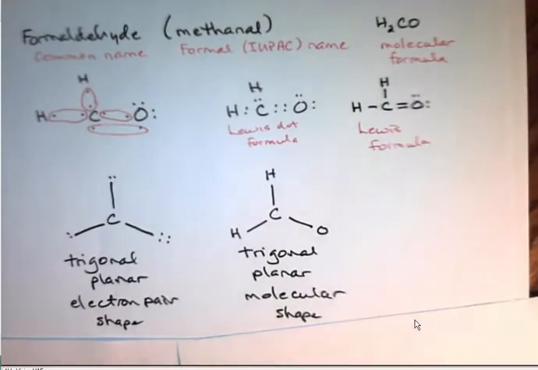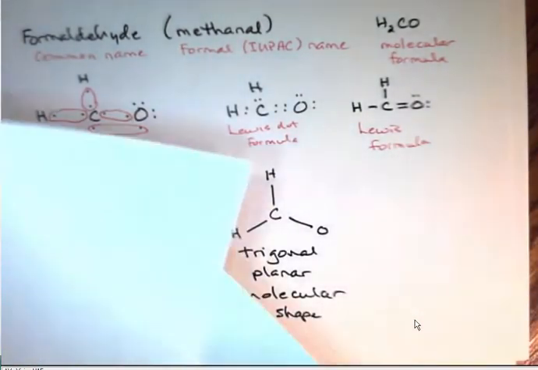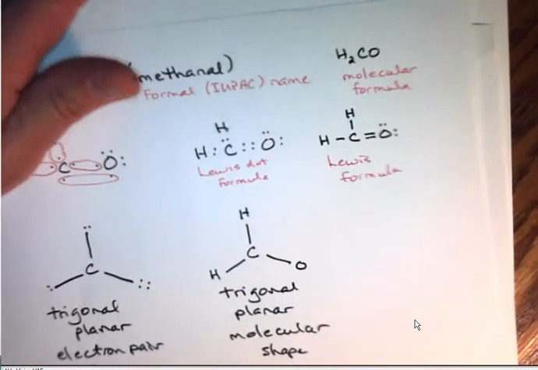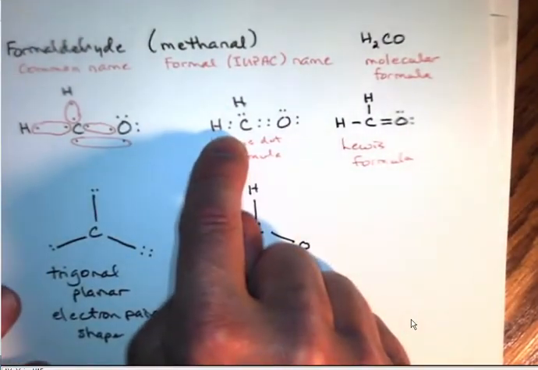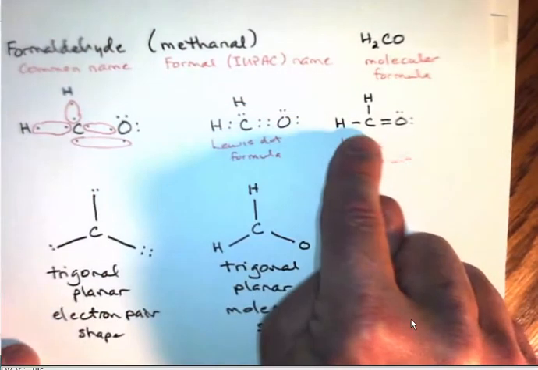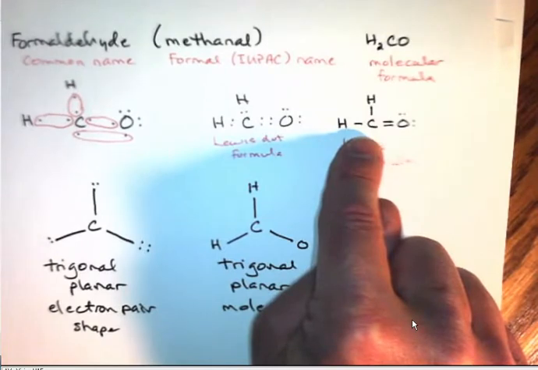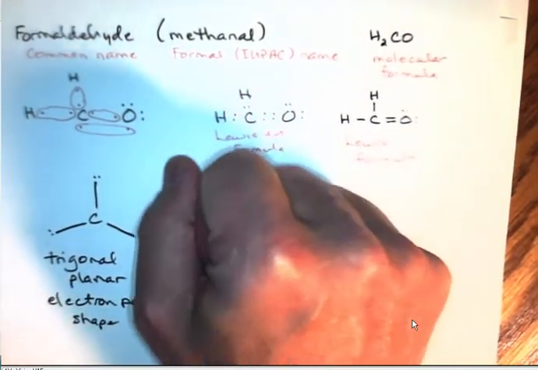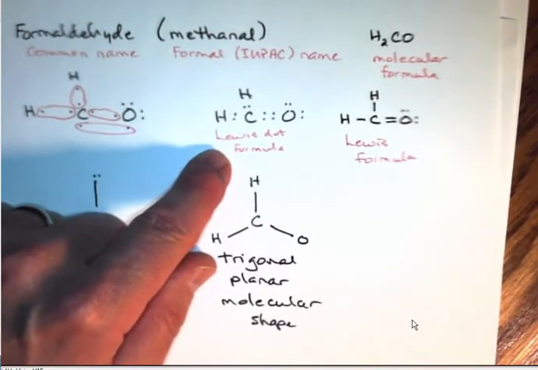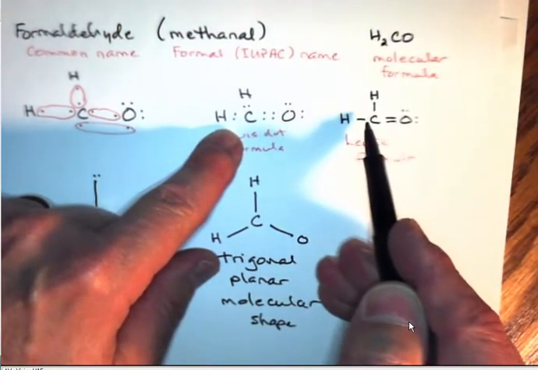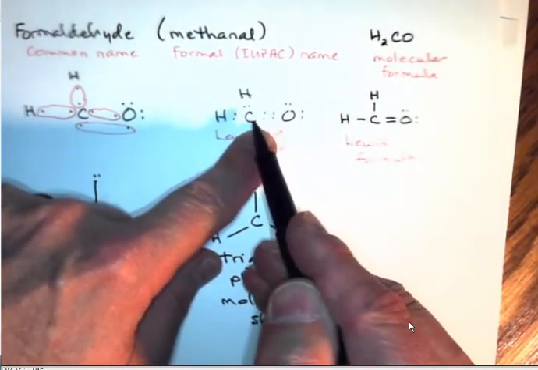Okay. Now, this is where I want to bring in what's called a Lewis formula. In a Lewis dot formula, the electrons are pictured as 2 dots because we're sharing 2 electrons. In a Lewis formula, any shared pairs of electrons are replaced with lines. So since there's a shared pair, 1 pair between this hydrogen and carbon, there's a single line here. Since there's 2 shared pairs between the carbon and the oxygen, there's 2 lines.